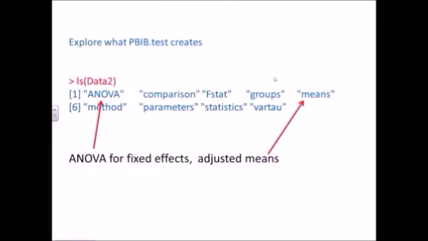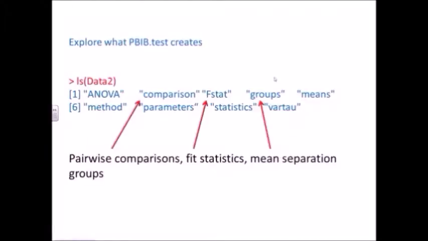If you type the command ls and then data2, remember data2 is the object that we defined, you're going to see all of these things. Remember I told you that we don't have to echo it back to the console, right? This ls command tells you what's been created. So ANOVA gives us the ANOVA for fixed effects that we just looked at. Adjusted means are found within this means object. A pairwise comparison is actually being conducted here. Pairwise comparisons are a little laborious when you have 42 treatments, so I'm not even going to suggest that you open that up. This is giving us the fit statistics, which were again echoed back, right?